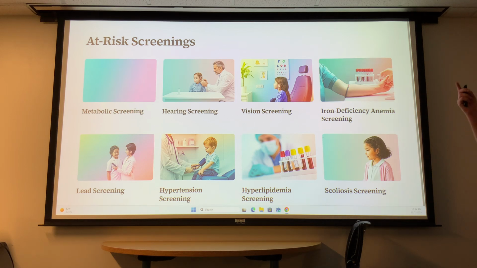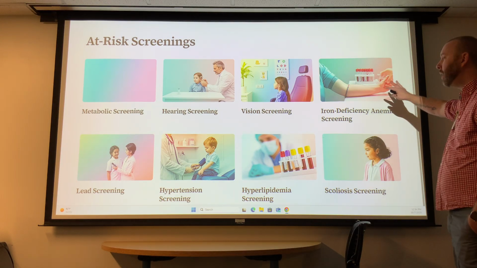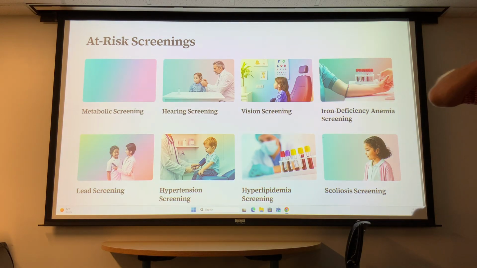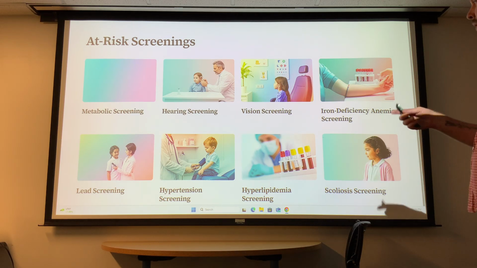So only if they have a concern will they really dive into it a little bit more to see if that's an issue, okay? Iron deficiency anemia, again, for our kiddos who might have an absorption disorder like Crohn's or celiac or something like that, or if you've got individuals who have heavy menstrual bleeding, that's going to put them at risk for iron deficiency anemia, right? Same with the other ones, right?